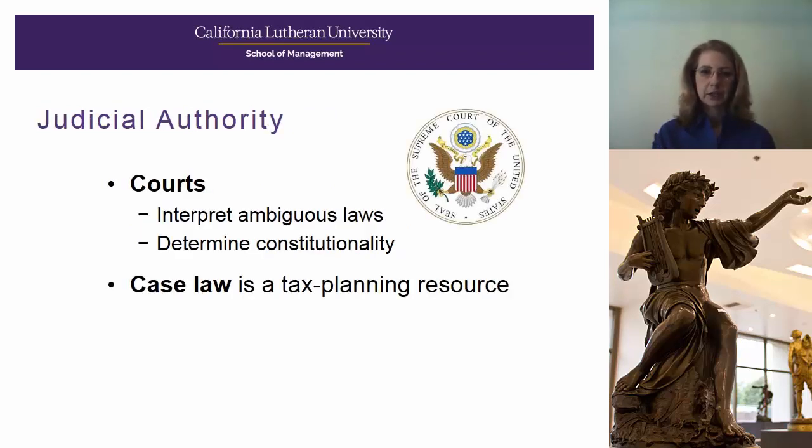So we've talked about legislative and administrative authority. Now let's talk about judicial authority. Of course, that means the courts. The courts have the authority to interpret ambiguous law and determine constitutionality, but courts do not make new law. They only rule when things are unclear with existing law. Having said that, case law is a tax planning resource. So Congress makes a law, it's ambiguous, the courts interpret the law, and you can use those interpretations, case law, to help craft your position when working with your clients.